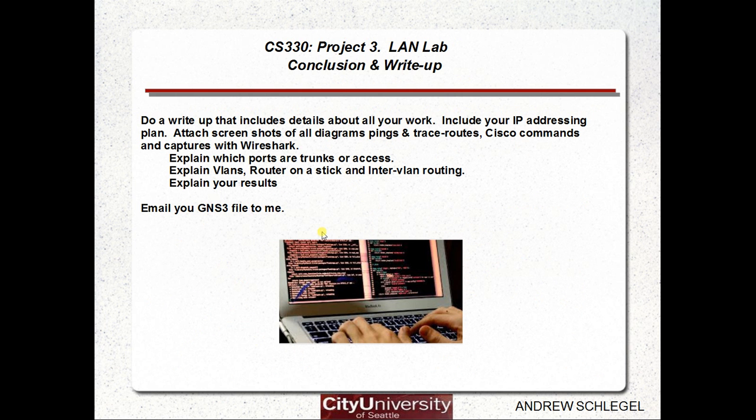Record your results, answer those questions, and then just do a write-up that includes details of all your work. Include your IP addressing plan, attach screenshots of all diagrams, pings, and traceroutes, Cisco commands, and captures with Wireshark. Explain which ports or trunks are access. Explain VLANs, router on a stick, and inter-VLAN routing, and then explain whatever your results are. If you didn't get what you think are the right results at the end, still go through this process and turn in the best product you can, because there will be partial credit. As long as you're aware of what it should be doing, that's worth something right there.